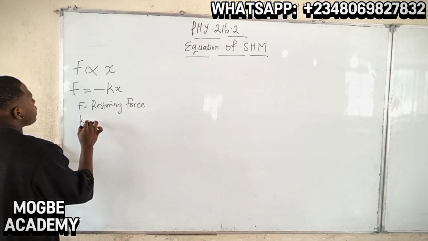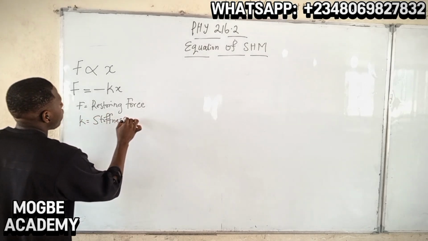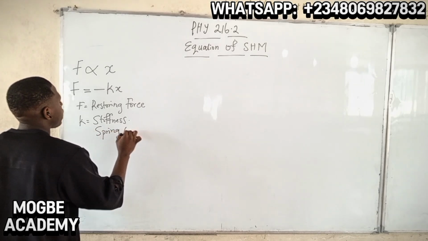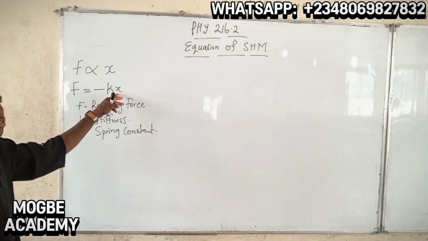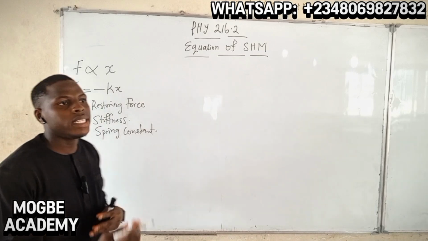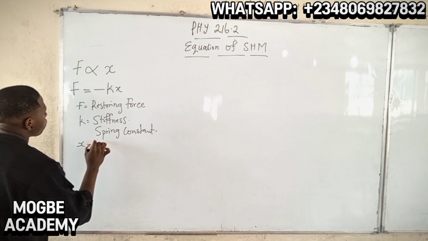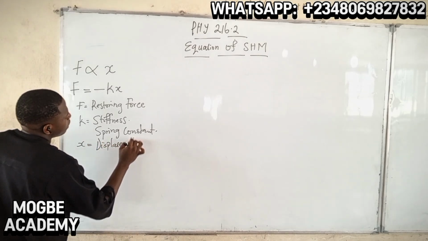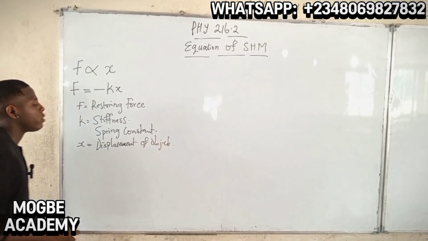Your K simply stands for stiffness. Now, if you are not hearing stiffness, you'll be hearing spring constant. Now, we have another variable here which is called S. The S parameter here simply stands for the displacement of that object. So basically, your S simply stands for the displacement of the object.